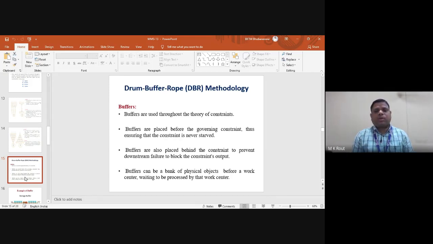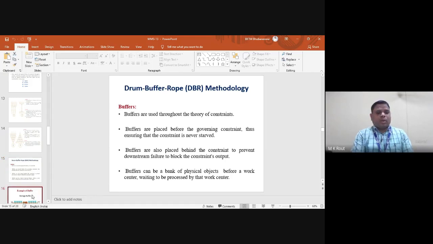Buffers are used throughout the theory of constraints. The buffer is placed before the governing constraint, thus ensuring that the constraint is never starved. The next point is that a buffer is also placed behind the constraint, to prevent downstream failure from blocking the constraint output. The buffer can be a bank of physical objects before a work center, waiting to be processed by the work center. If you see a mega factory, especially on Discovery Channel or National Geographic, they use different kinds of buffers for packaging and for shifting raw materials. These buffers are placed before the governing constraint, and also behind the constraint to prevent downstream failure of your constraint outputs.